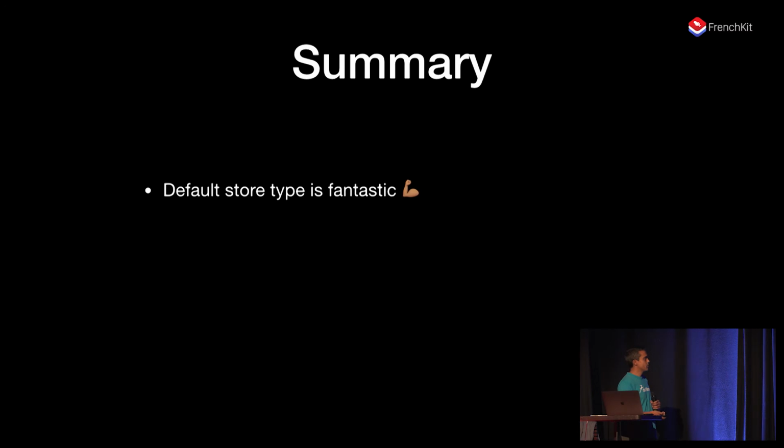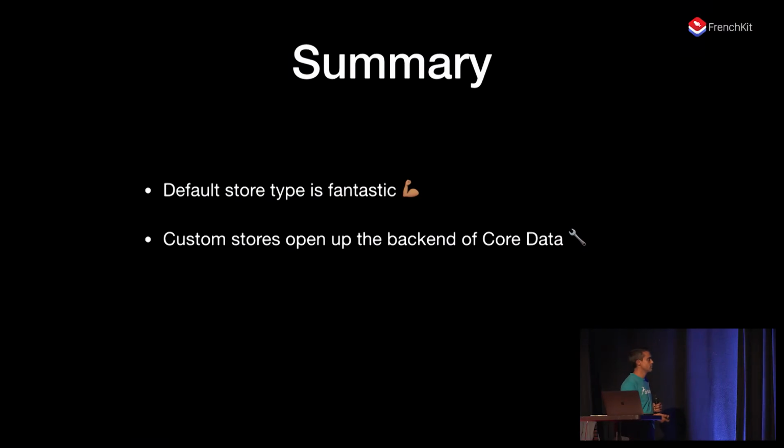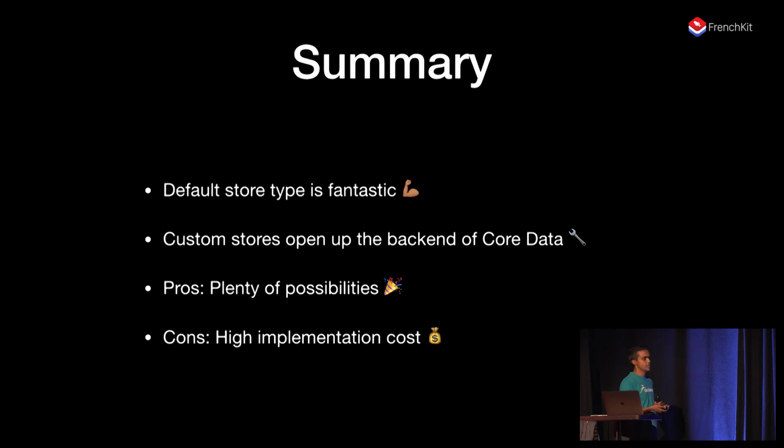So, quick summary. The default store type is really fantastic, super fast. It works really great for most people's needs. But if you can't get what you want from the default store type, you can try to build your custom store, and Core Data does a great job of opening up enough of the backend for you to integrate your own store type. And there's, as we've seen, plenty of possibilities. You can use any database technology you want. You can interface with remote data. But there's a high implementation cost. You get a lot of things for free with the standard store type, and you have to implement them yourselves if you want to go down the route of a custom store type.